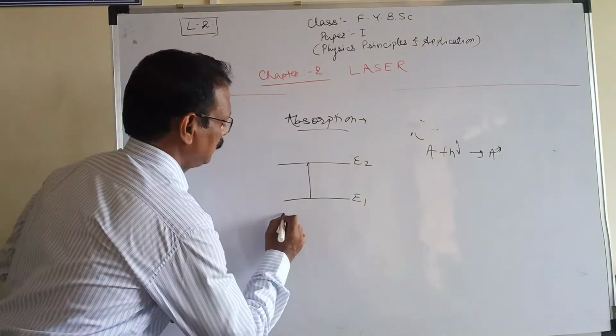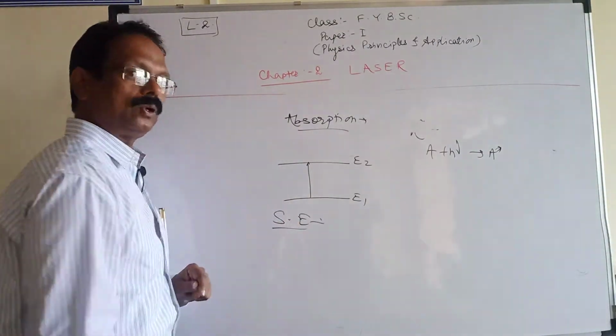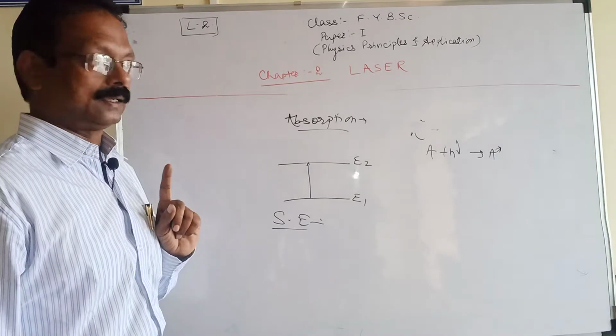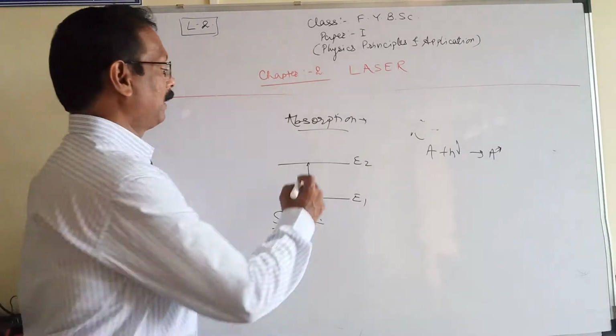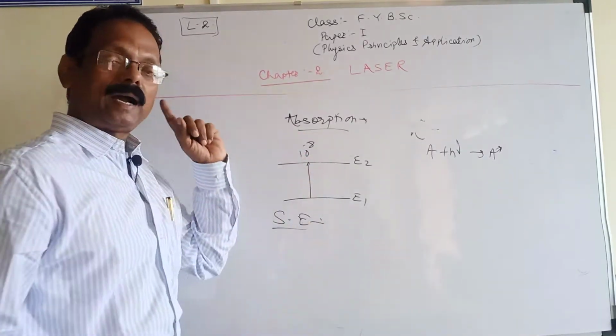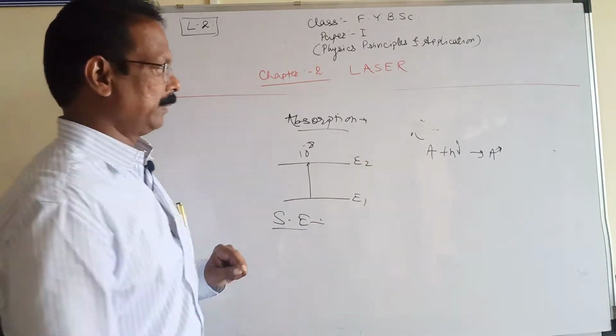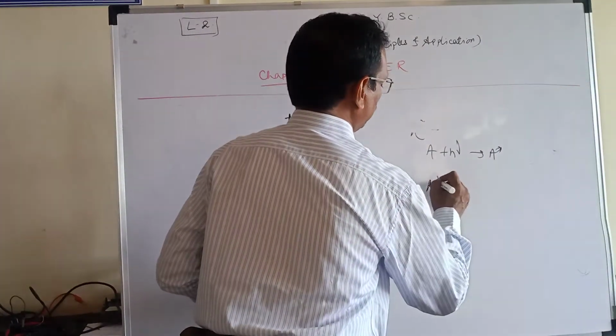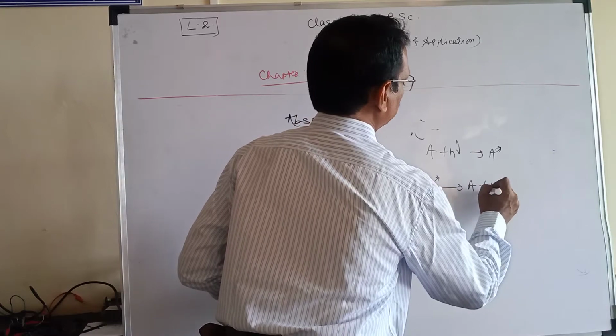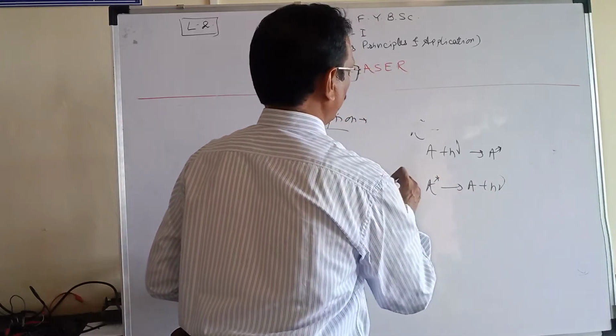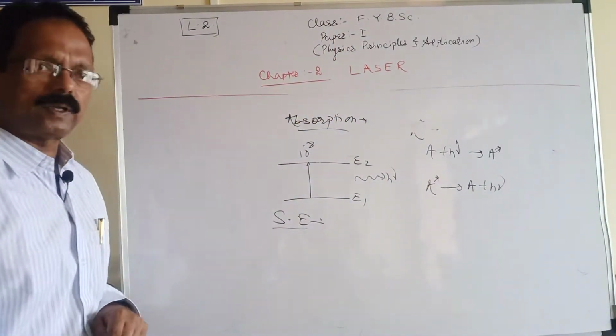Then we saw what is spontaneous emission. The atom is already in the higher energy level. After 10 raised to minus 8 second, the atom on its own goes to the ground state energy level. So A star gives you A plus hν. The difference is radiated in the form of a photon. It is nothing but spontaneous emission.